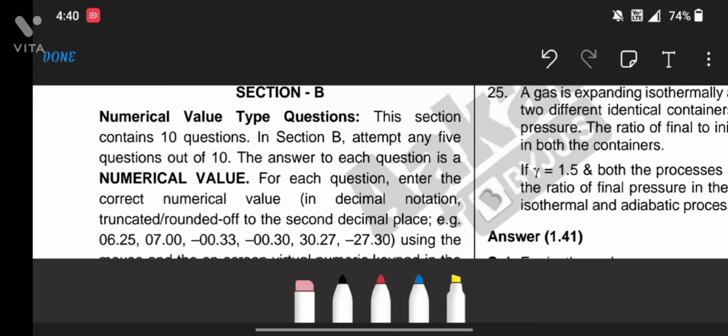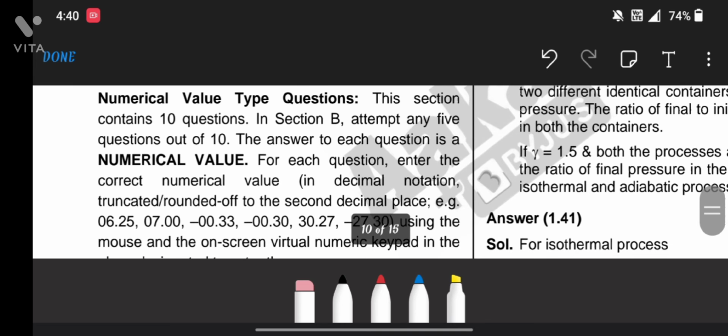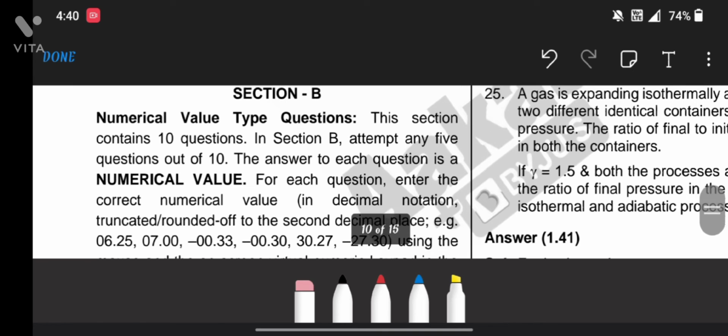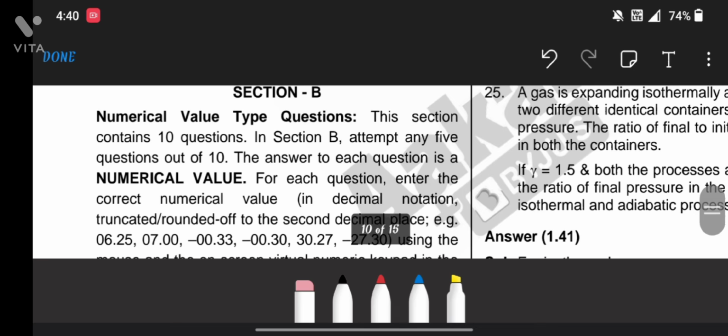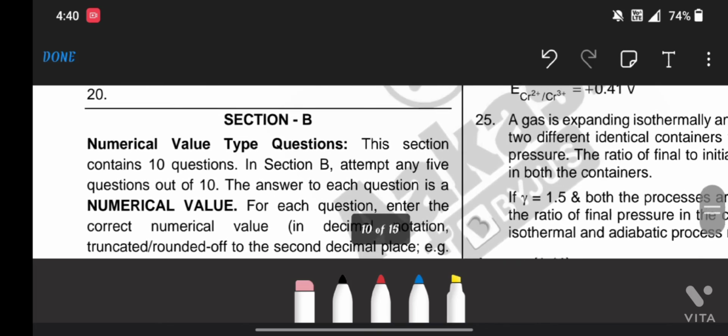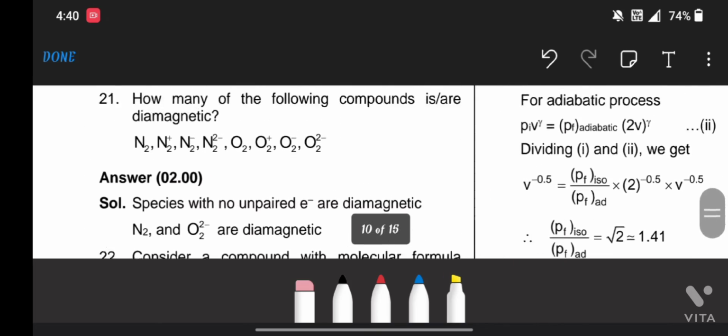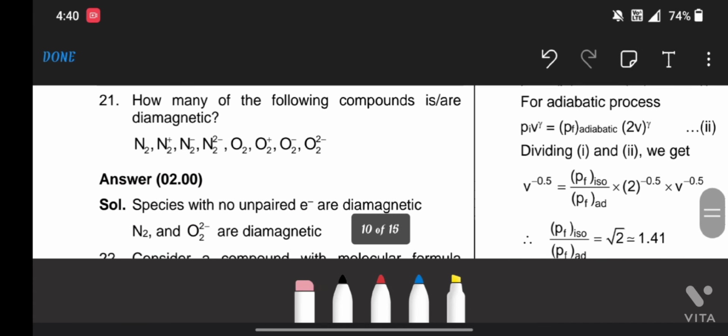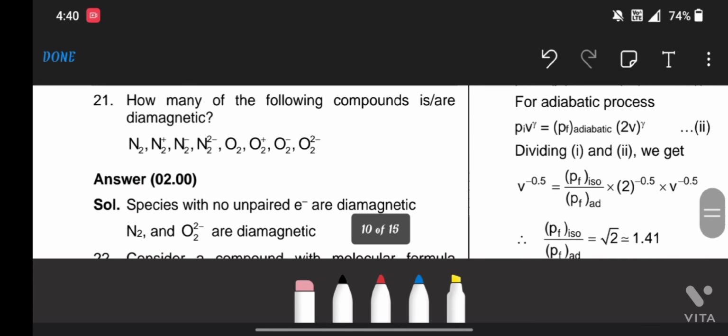N2 and O2 2- are diamagnetic, because N2 has no unpaired electrons, and O2 2- also has no unpaired electrons. If we find it, therefore the answer is 2, meaning there are 2 diamagnetic species here.